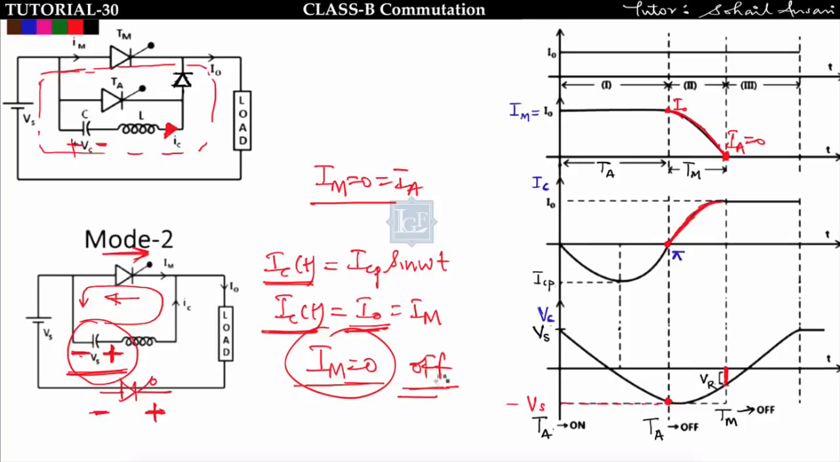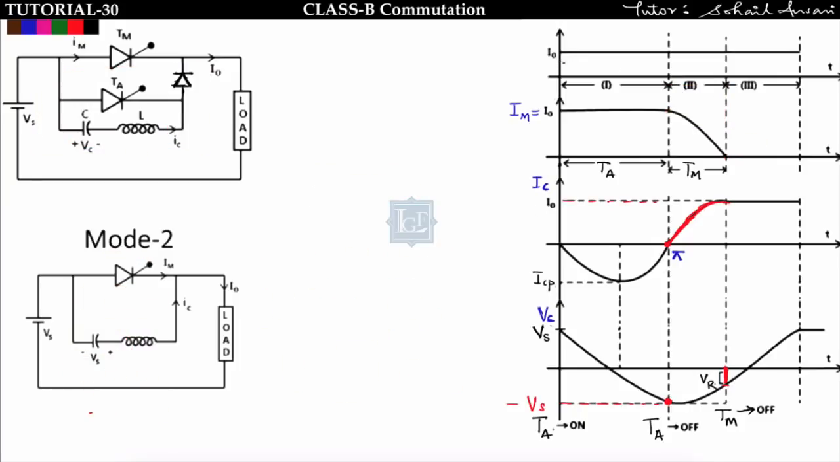So at the end of mode 2, if I will ask you what is the voltage across this capacitor, the voltage across this capacitor will be minus VR, and at the end of mode 2 what will be the main thyristor current, the main thyristor current will be zero. You can see that this is the ending of mode 2, na? This is mode 2. So at the end of mode 2 the main current will be zero, and if I will ask you what is the current, the capacitor current will be maximum current, that is equal to I naught. Now I define the mode 1 time as t1 and mode 2 time as t2.